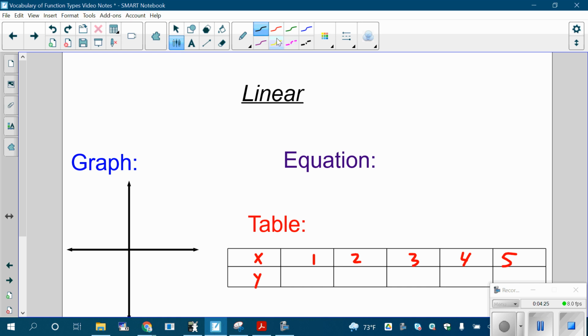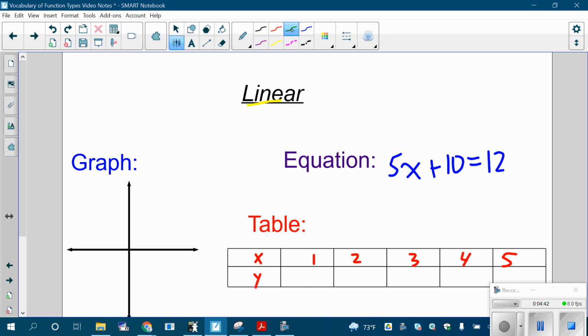What's linear? You guys know what linear means. It's a line. How do you know an equation is linear? It has x's in it, but nothing else. There are no exponents of any type. There's just other numbers. Okay, it's a linear equation.